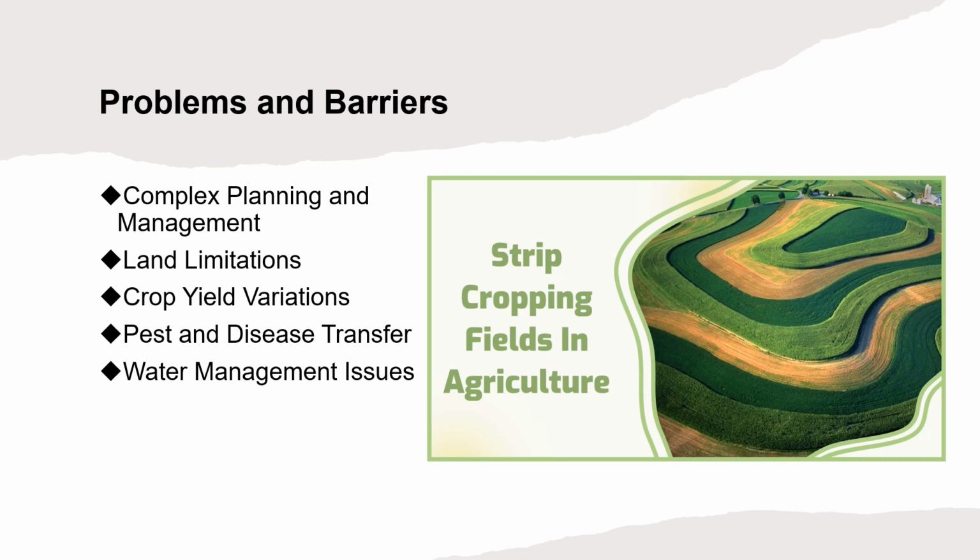Crop yield variations. Some strips, particularly those with cover crops, may yield less economic return than others, affecting overall profit. Fluctuation in market prices for different crops can affect the economic viability of maintaining diverse strips.